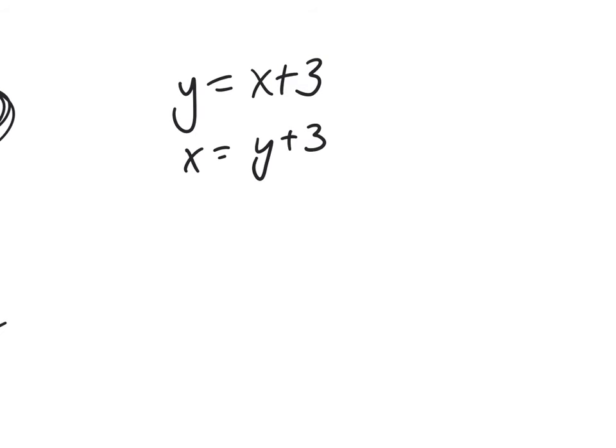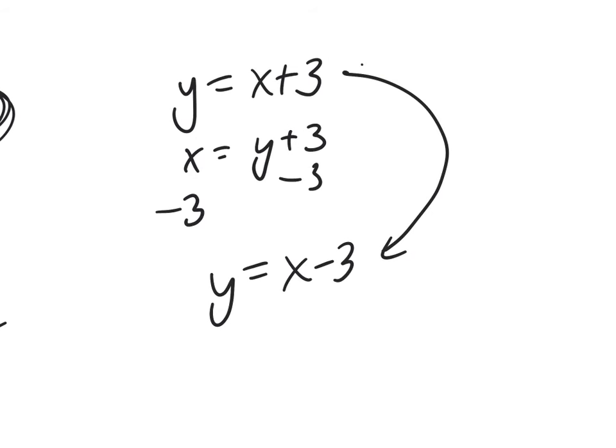And then you solve for y. Y is equal to x minus 3. Easiest inverse question in the world. Y equals x plus 3 and y equals x minus 3. Those are inverses of each other. All right. They're a reflection over the line y equals x.